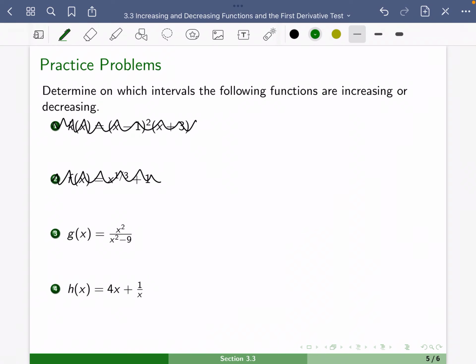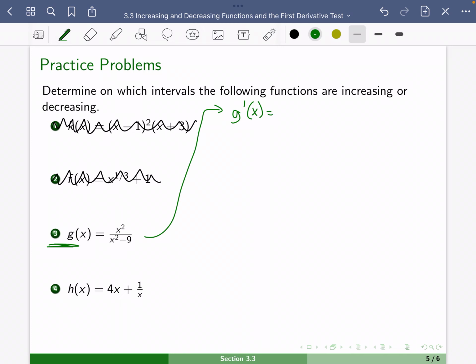In this video, we are going to continue looking at examples where we are finding intervals of increase and decrease. So we are going to look here at example 3. G of x is equal to x squared over x squared minus 9. First, we are going to find our derivative, g prime of x.